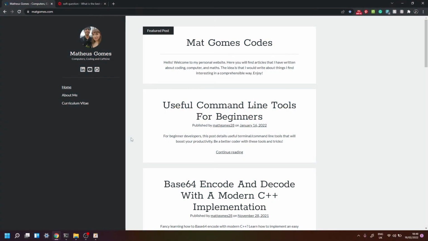Hello, my name is Matt, and today I'm going to be teaching you how to derive all the maths behind the gradient descent algorithm for linear regression.